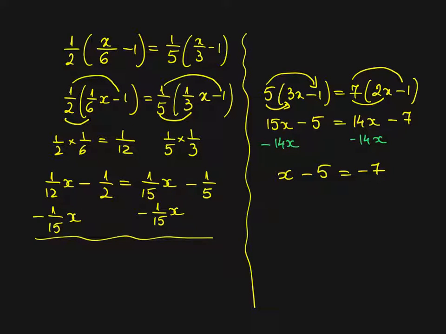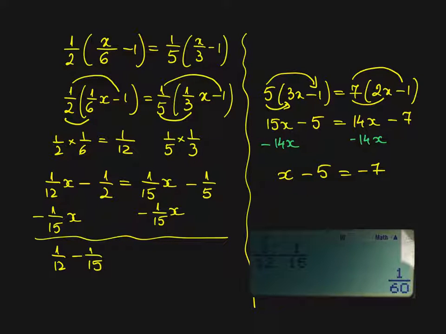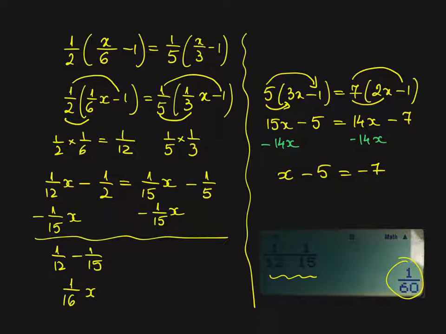So what do you have here? How many x's you'll have? You'll have 1 over 12 minus 1 over 15 x's. Same as here, you had 15 minus 14 x's. I can do this using my calculator. So I can see in my calculator that 1 over 12 minus 1 over 15 is 1 over 60. So I have 1 over 60x, remember they are x's, minus 1 over 2 equals, look from here, this one will disappear, I am left with minus 1 over 5.